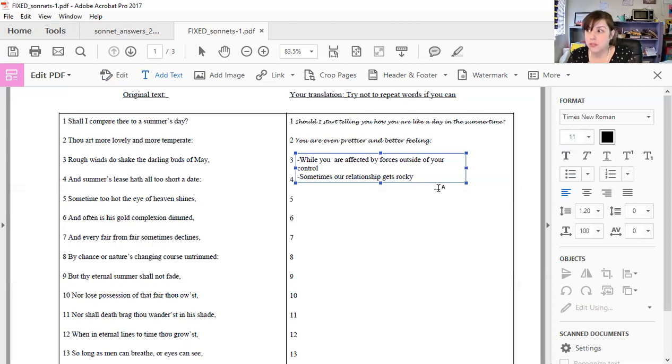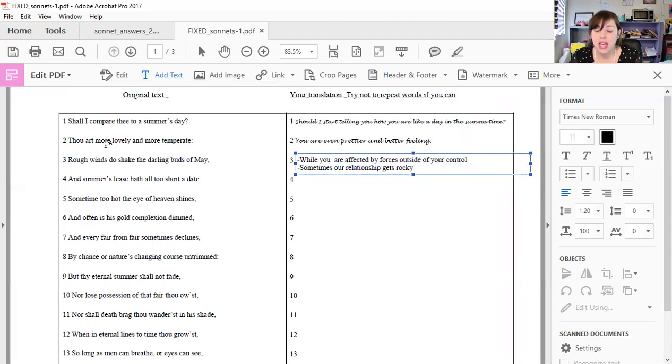I'm not really looking for a right or wrong answer, as I'm looking for, did they use the evidence to inform their translation? If you put for line 3, it gets windy sometimes, that's not it. That's half of it. Great. So you get 50%. That's still enough. But I mean, that's half of it. Rough winds do shake the darling buds of May.